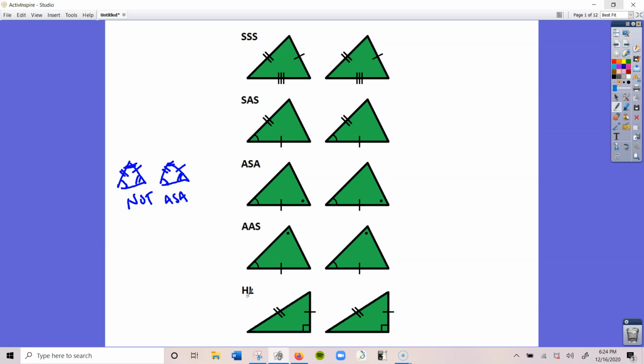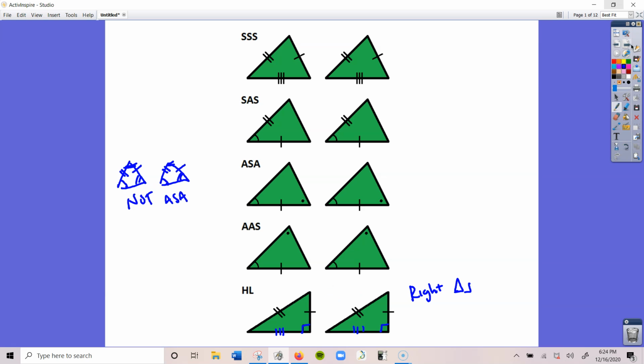Okay. And the last one here, which is the hypotenuse leg, this only applies to right triangles. So it has to have that little box, or it has to have told you that it's 90 degrees. And this is that as long as you have one leg congruent to another leg and the hypotenuse congruent to the other hypotenuse, then these two would be congruent. It could also have been this leg with this leg, and then the hypotenuse and hypotenuse. It does not matter which leg it is, but it has to be the hypotenuse as well.